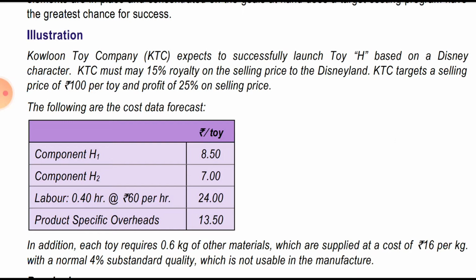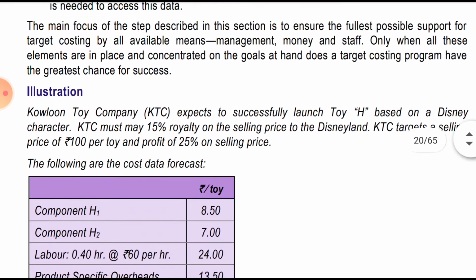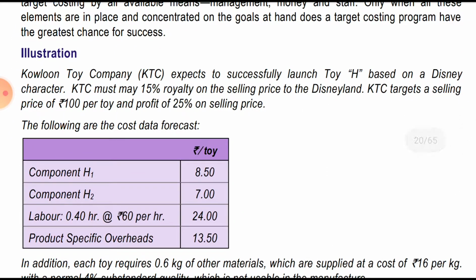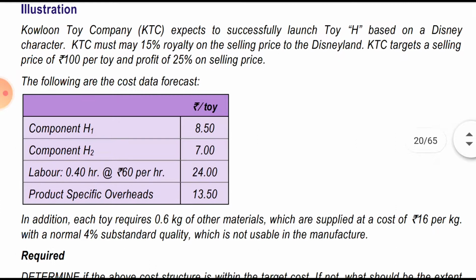Illustration. Kowloon Toy Company, that is KTC, expects to successfully launch Toy H based on the concept of target costing. KTC expects to successfully launch Toy H based on a Disney character. KTC must pay 15% royalty on the selling price to Disney. Okay, they should maintain it as such.